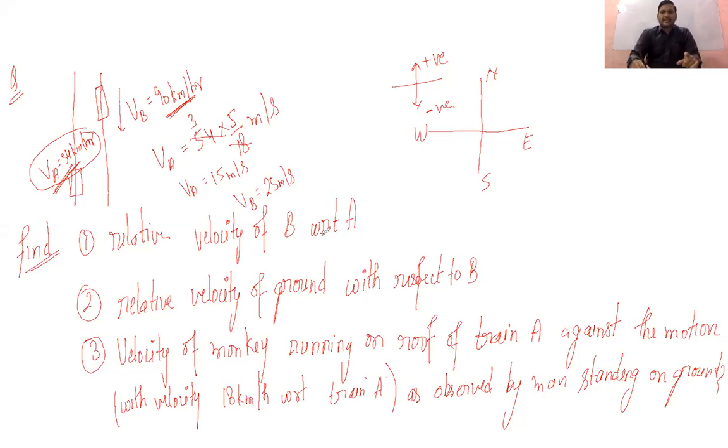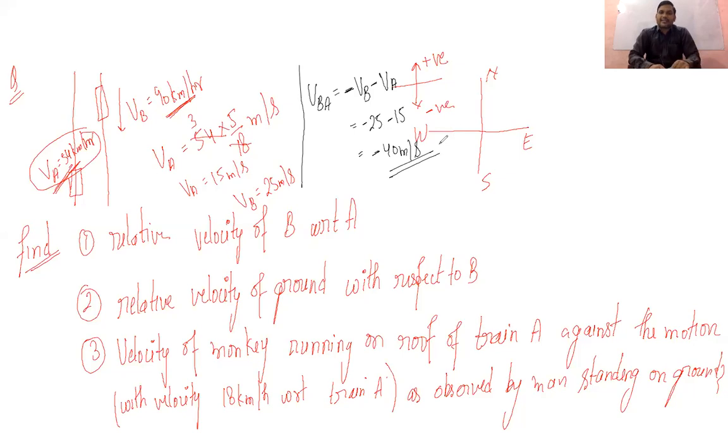So they are asking the relative velocity of B with respect to A, the velocity of B with respect to A. You have taken the velocity of B as negative, so you will write minus VB minus VA. It will be minus 25 minus 15. So how much will it be? Minus 40 meter per second. So this is the velocity of B with respect to A.